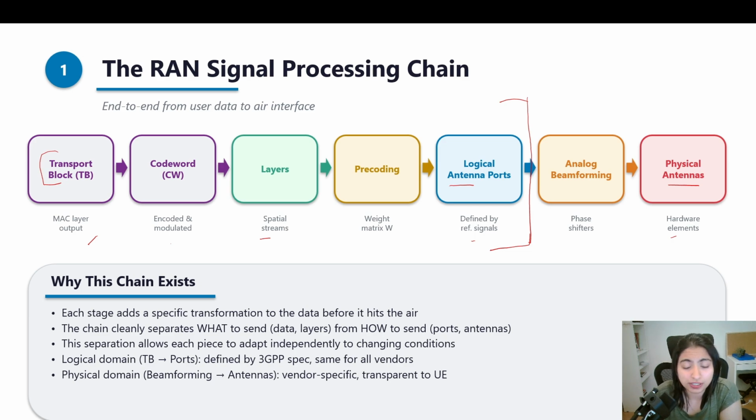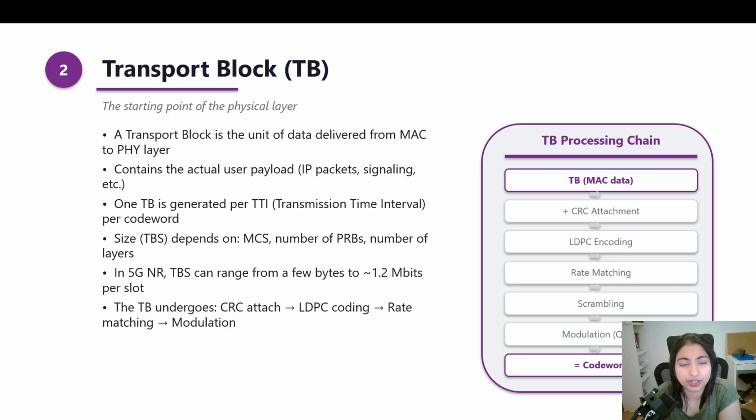Okay, now let us look at the first block in this RAN processing chain. The transport block is the output of the MAC layer processing. This is handed over to the physical layer. So in our factory assembly line, this transport block is the raw package to ship. It has no label attached to it, so a delivery guy looking at this package has no idea where it should go.